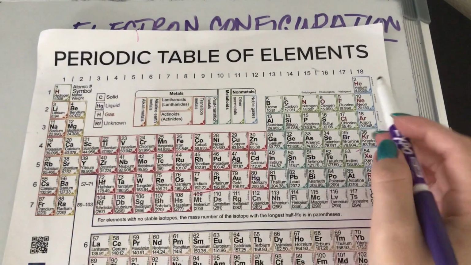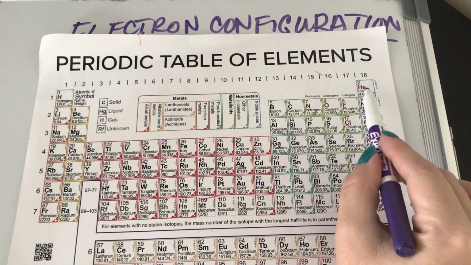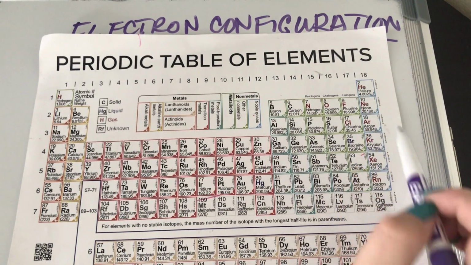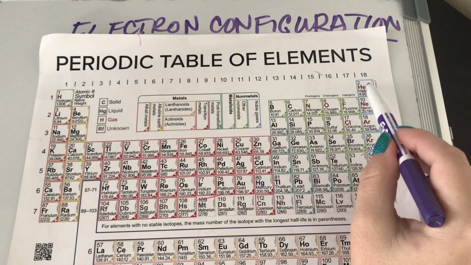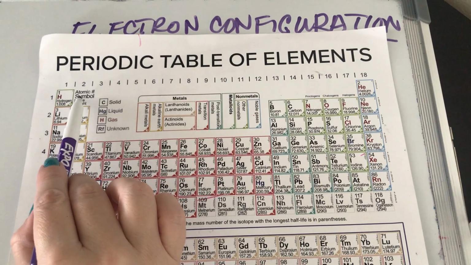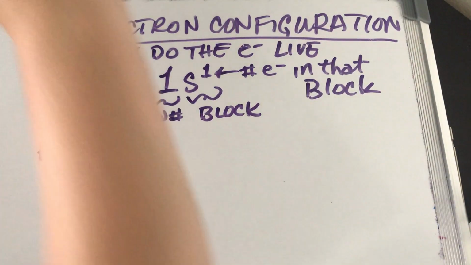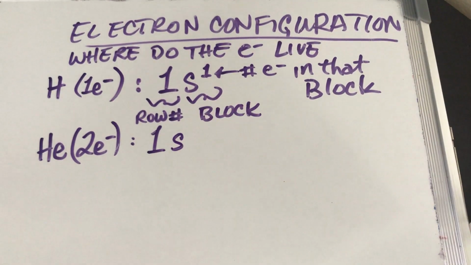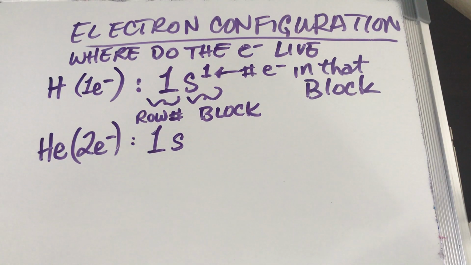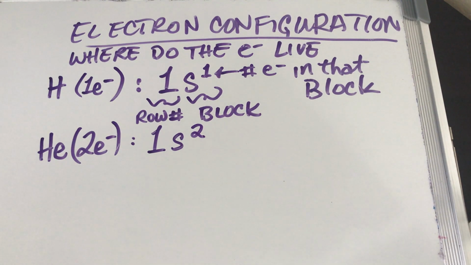So even though it's represented over here, the reason why it's represented over here is because it is a noble gas, but it also has a maximum of 2 electrons, so technically it could go over here. Okay? So all of its electrons are in the S block. We said S block can have a maximum of 2 electrons.